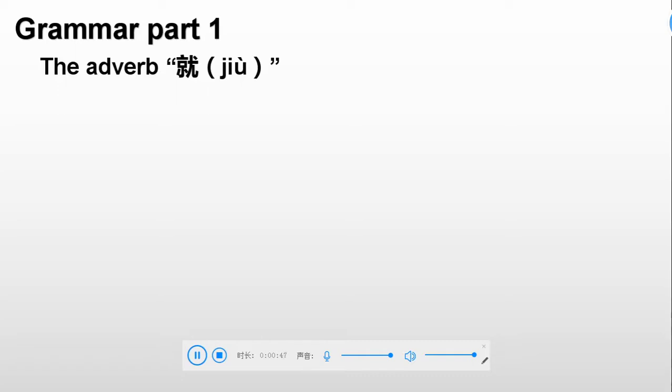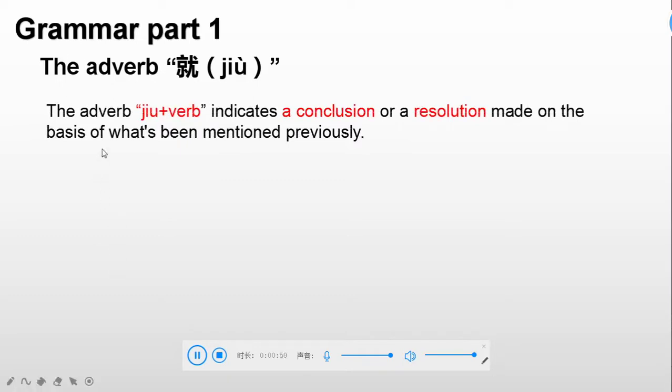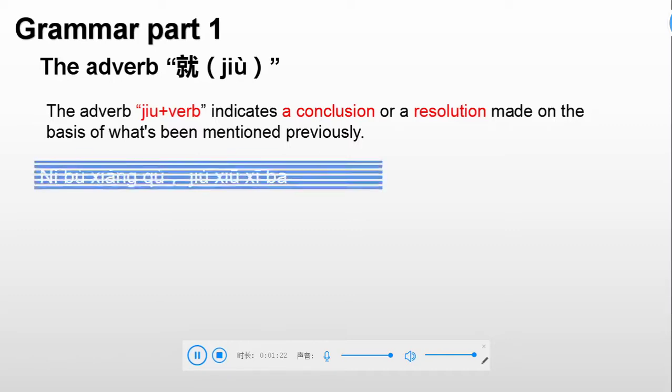Explanation first. The adverb 就 plus a verb indicates a conclusion or a resolution which is made on the basis of what has been mentioned previously. I think this is really easy to understand because something has been mentioned in the previous sentence, and then in the second clause we use 就 to indicate a conclusion or a resolution. So we will just get started with some examples.